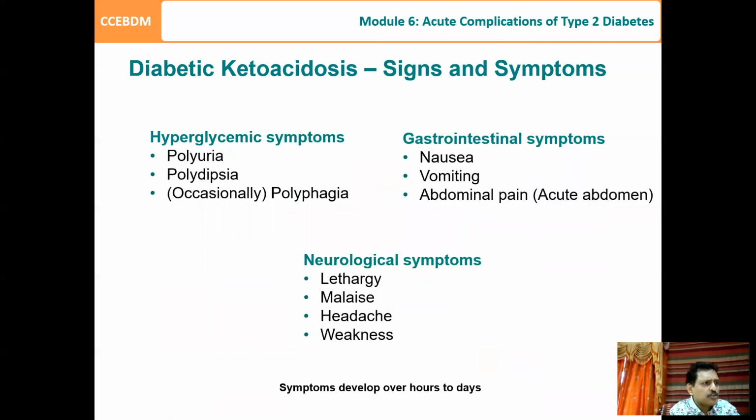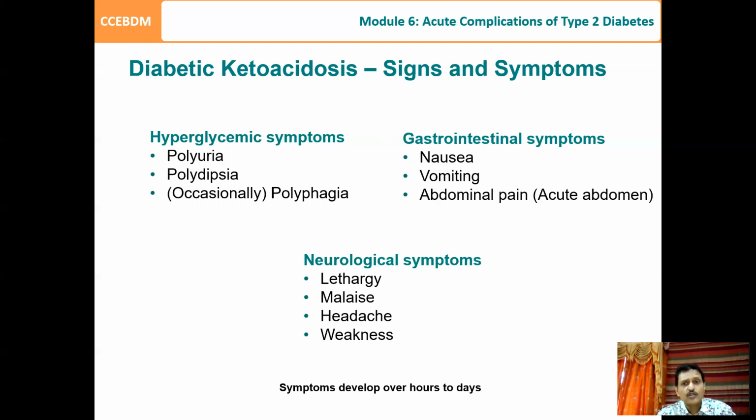So when a patient develops diabetic ketoacidosis, you will find the symptoms of hyperglycemia, because it is a severe degree of hyperglycemia. So you'll find there will be polyuria, polydipsia, polyphagia. And because there is an acidosis, because there is a ketone body, this acidotic state is associated with GI symptoms: nausea, vomiting, abdominal pain. Some of the patients may present with acute abdomen.